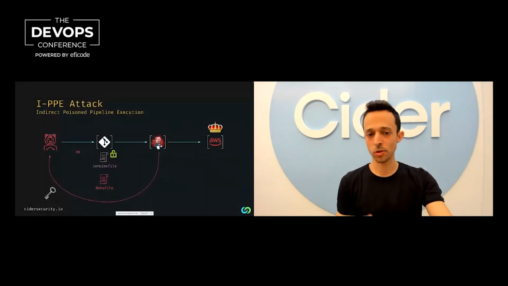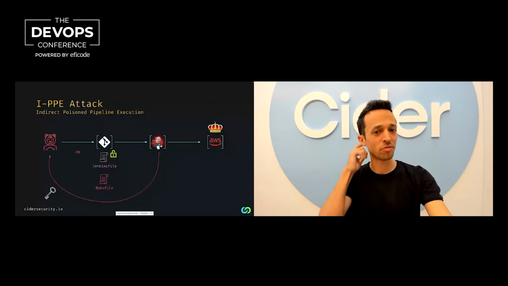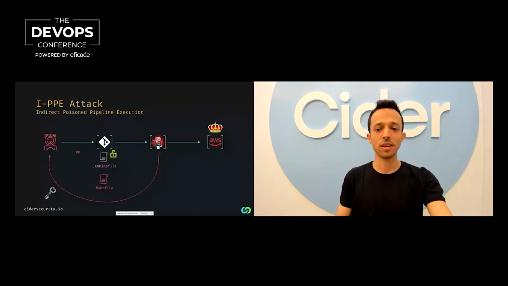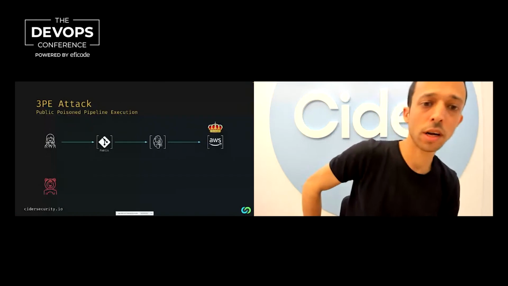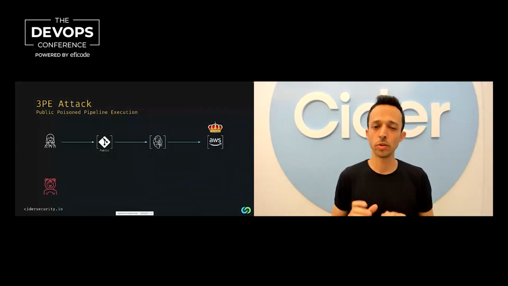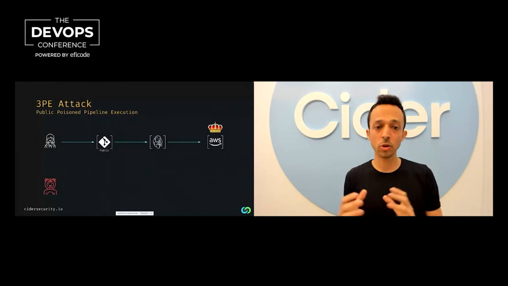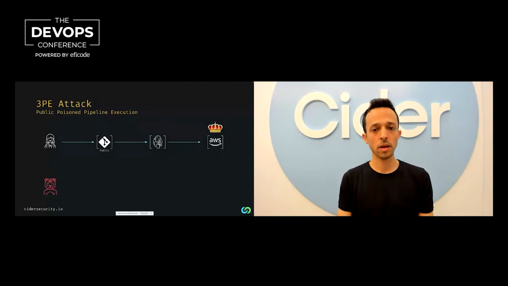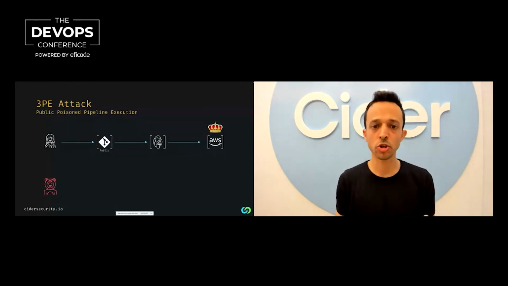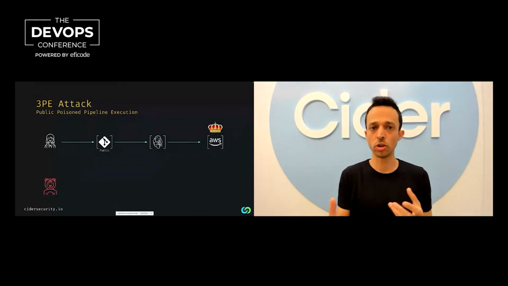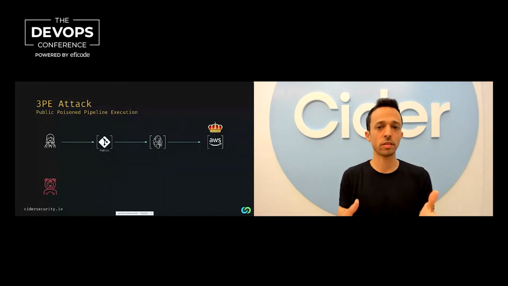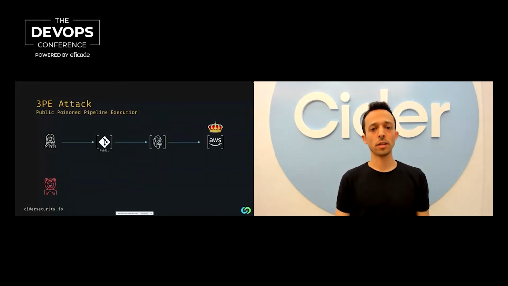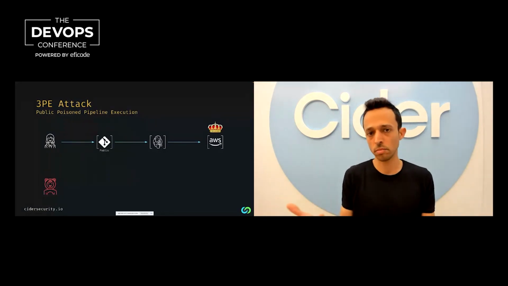Okay, so now we'll move to the third and last variant of PPE, which is public PPE, or 3PE in short. Now, in this scenario, the attacker starts from a different position than we've just seen. The attacker didn't obtain write permissions on the repo, and in this case, there is a public repository linked with a Jenkins pipeline. Public repositories, like in open source projects, allow any user to contribute, usually by creating pull requests and suggesting changes to the code. These projects can be linked with a CI to automatically test it.